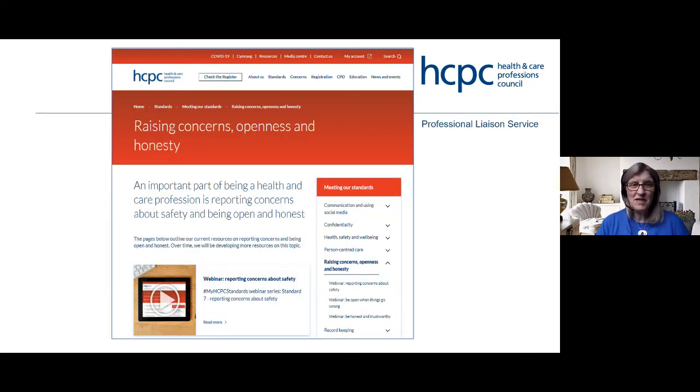But just to remind everybody of our raising concerns guidance, I wanted to take this moment to point out that we've been redesigning the standards part of our website since lockdown, and what we've done is put it under themes. So you can see this theme is called Raising Concerns, Openness and Honesty. Those things really gel together, don't they? The other themes are things like confidentiality, social media, communication. All of our guidance is put under different themes so that it'll be much easier for you as registrants to navigate. That's a screenshot of the latest bit of our website.